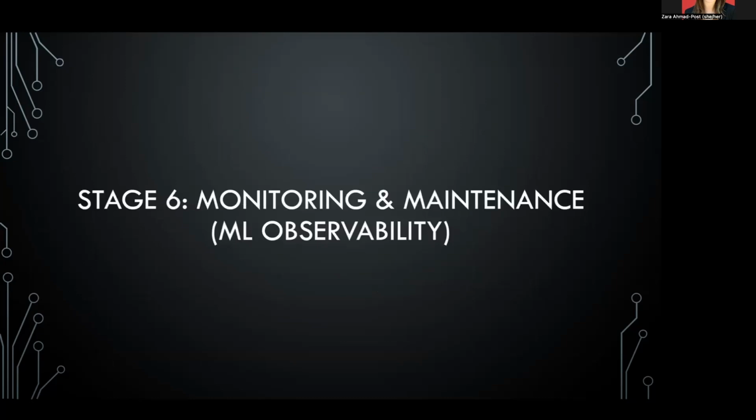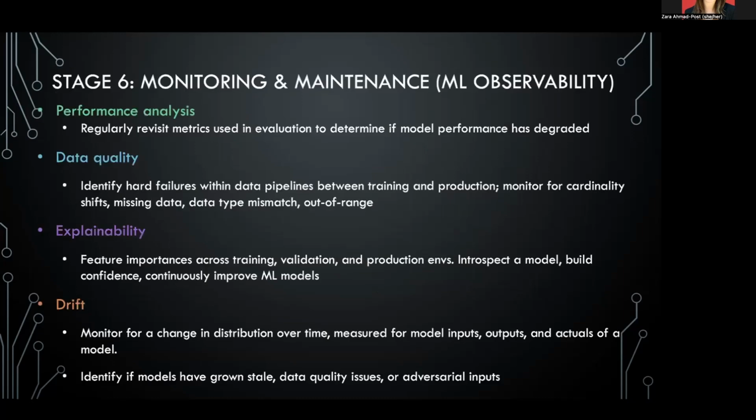All right, next up is monitoring and maintenance. So this is our observability stage. We need to make sure that we're regularly visiting the metrics that we used in evaluation to determine if our model performance has degraded, right? If in our initial training, accuracy was 97% and precision was 97% and it's all looking great, but then that accuracy and that precision gradually decline over the course of weeks or months, we need to make sure that we can see that and identify that.